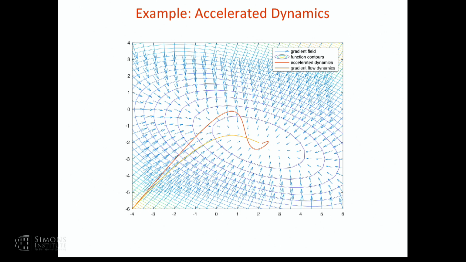In this case, this is actually a smooth, strongly convex function, and this comes from a linear system, and this would actually be related to Chebyshev iteration.